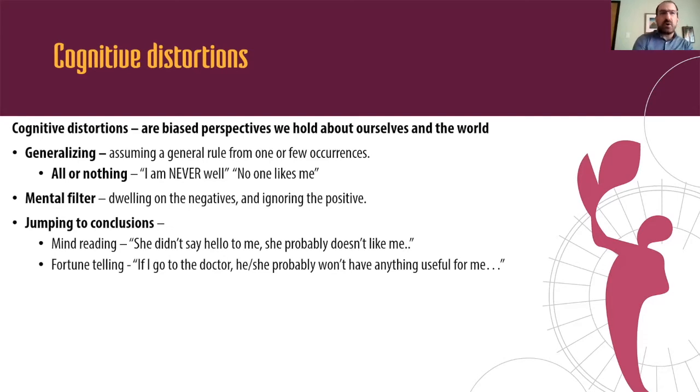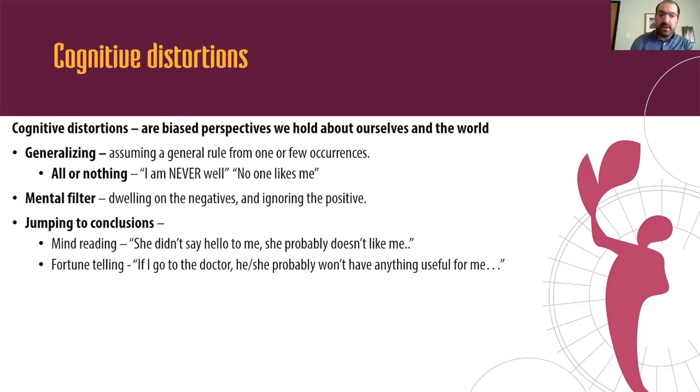"So and so, I saw them leave really, really fast. They're probably angry at me." Or "This doctor, he didn't say hello to me. It's probably that he feels that I'm too much for him," and so forth and so on. That's when we engage in mind reading, when we assume to know what the other person is thinking.